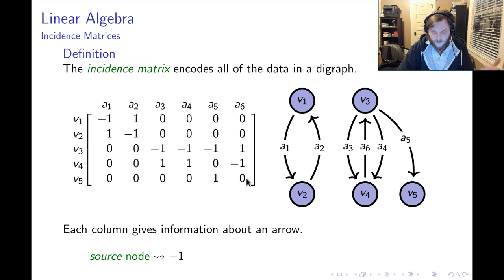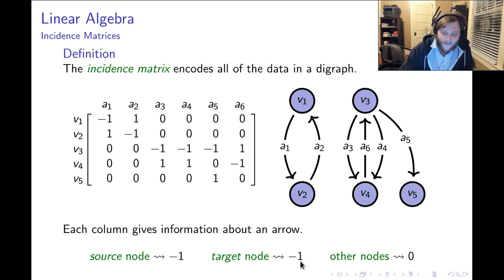Again, how did we construct this matrix? The source node for an arrow is tagged with a -1. The target node for an arrow, this is a typo, the target node is tagged with a 1. I'll fix that on the slides. And finally, all of the other nodes get tagged with a 0.